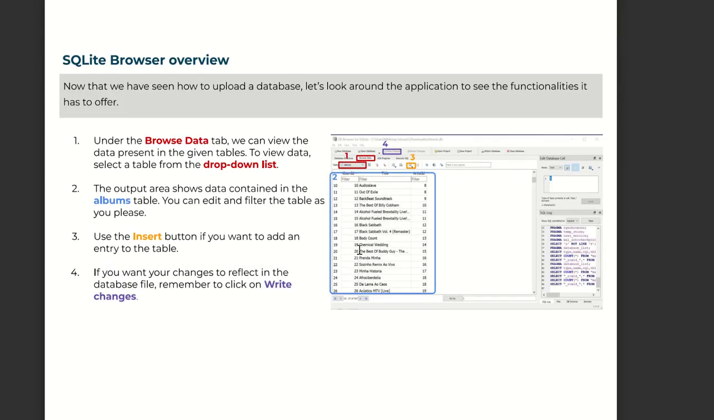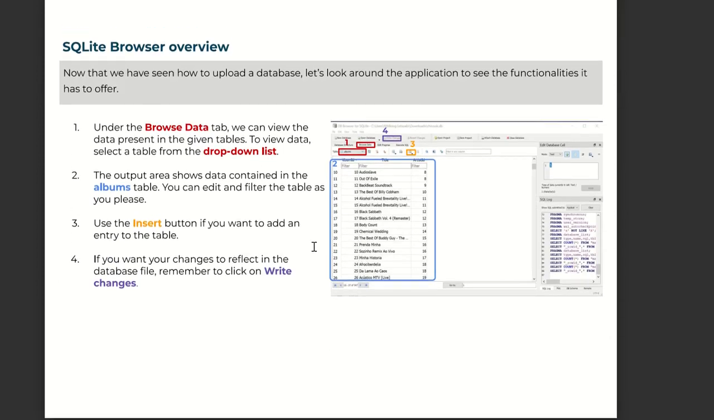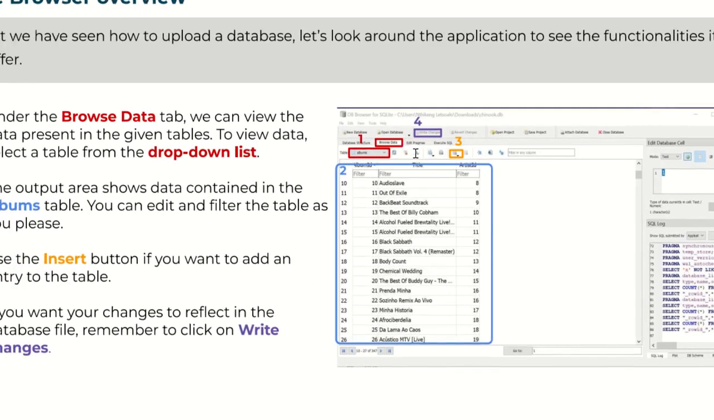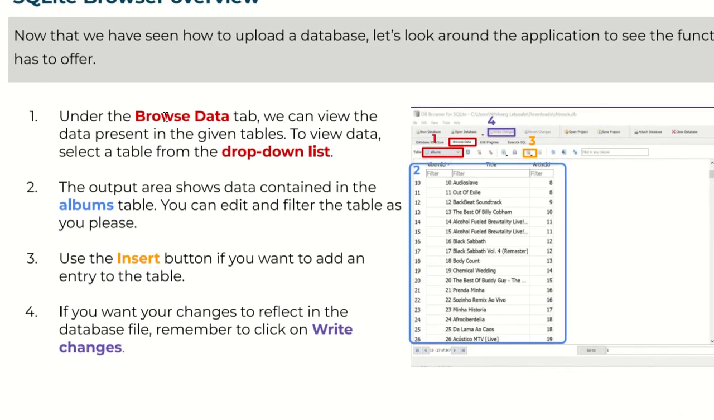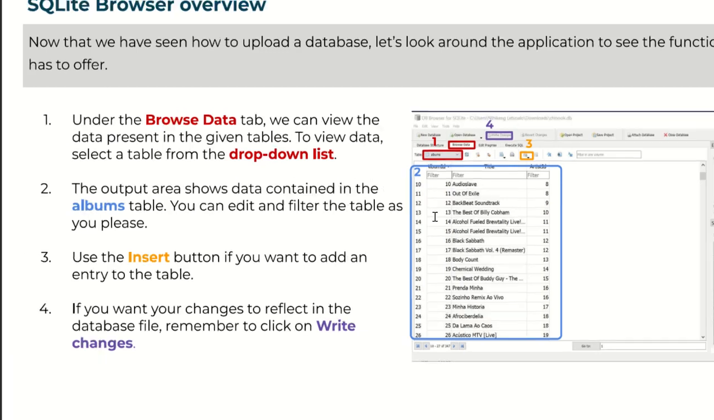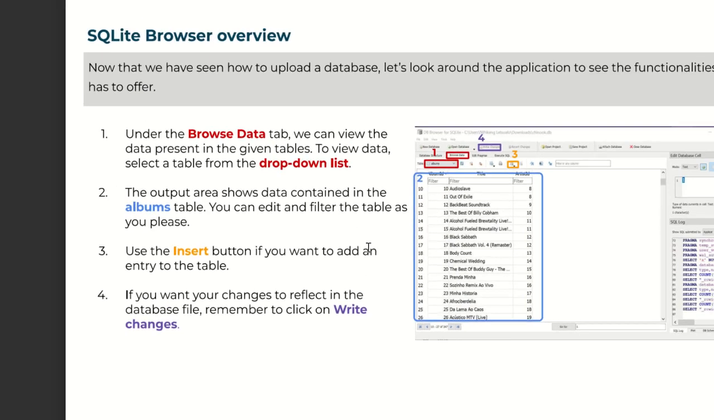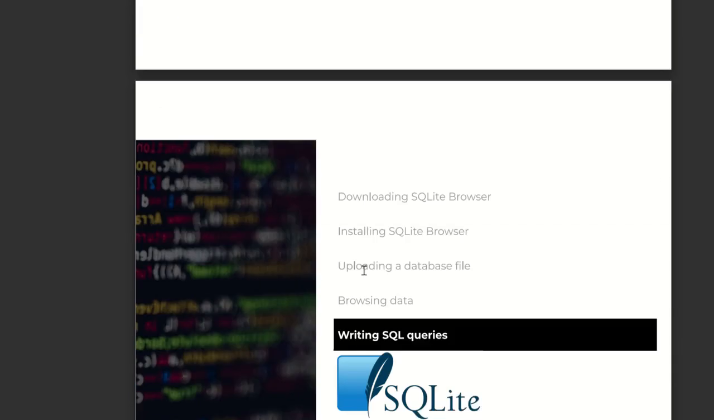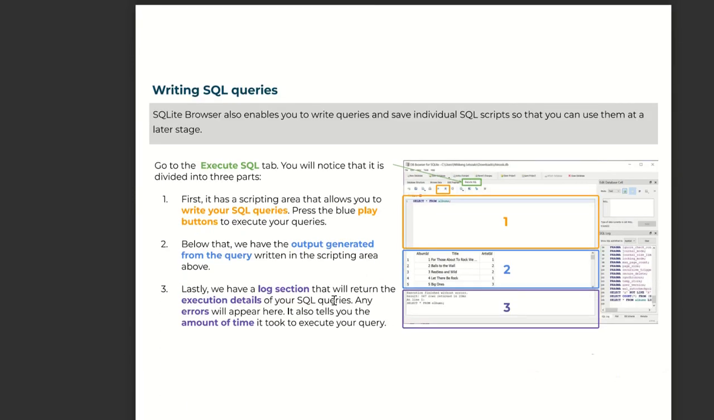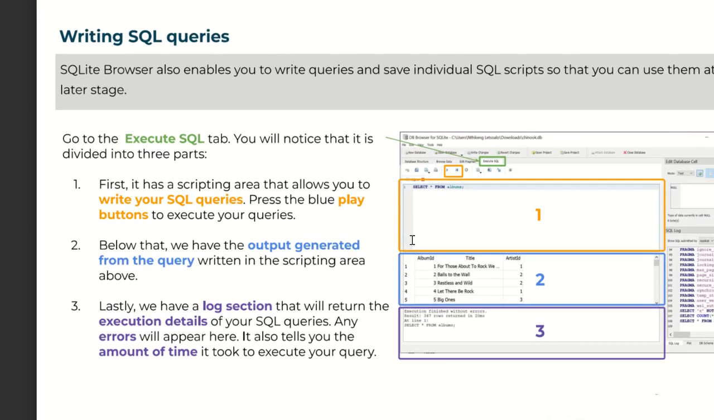Then, to browse the data, we have different parts of this browser that I would like to explain to you all. So for one, the browse data tab. Using the browse data tab, we can view the data present in the given tables. To view the data, select the table from the drop-down list. So you can see that we have a table tab and you select each of these from the drop-down list. Well, I'll show you all of this practically. Let's just go to the SQLite interface. So this is my focus, explaining the interface.